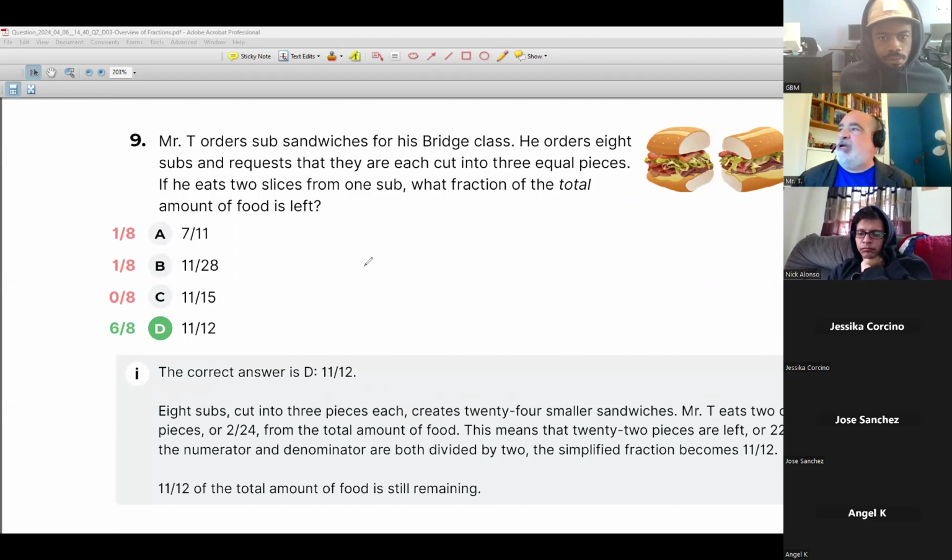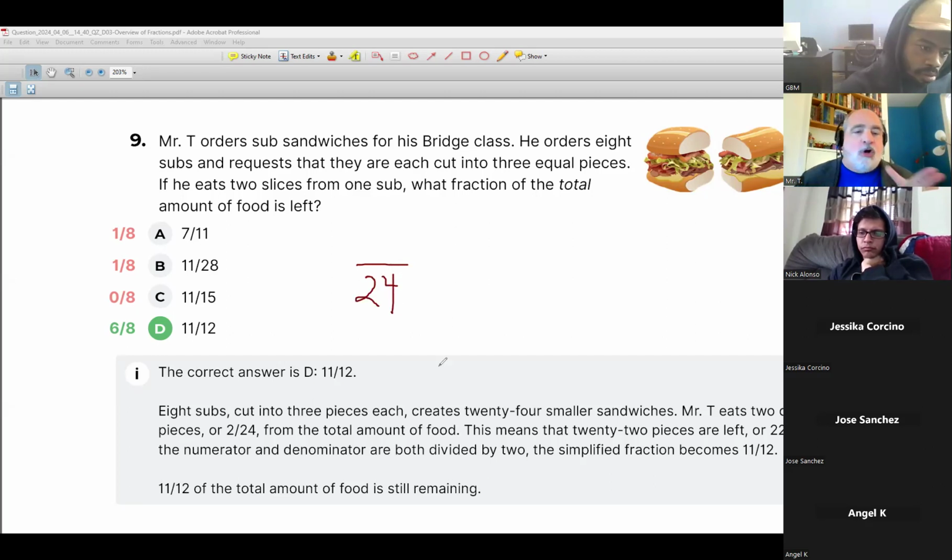Each sub is cut into 3 equal pieces. Now, if I ordered 8 subs and I'm cutting them into thirds, how many pieces do I have altogether? 8 subs, and they're each cut into thirds. How many pieces? 8 times 3? 24. So that's going to be my denominator.